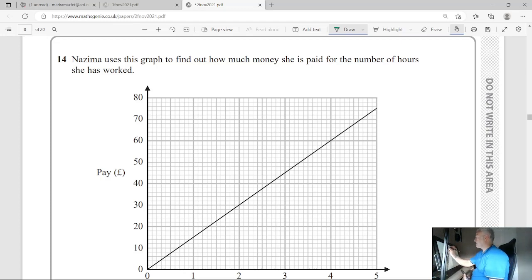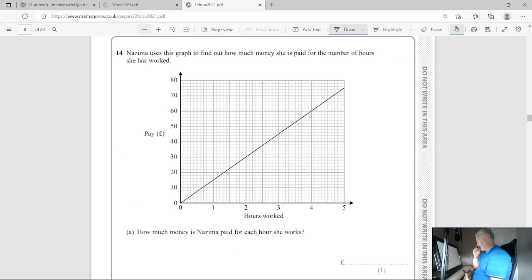Okay. So I'm just going to zoom out at this point so we can see the whole question. How much money is Nazima paid for each hour she works? Now, as we can see, if we look at these lines, this line going up here, we're looking for an exact point where it crosses. It crosses exactly at that point there, where it crosses the x and y axes. Okay, exactly. So I can mark that.